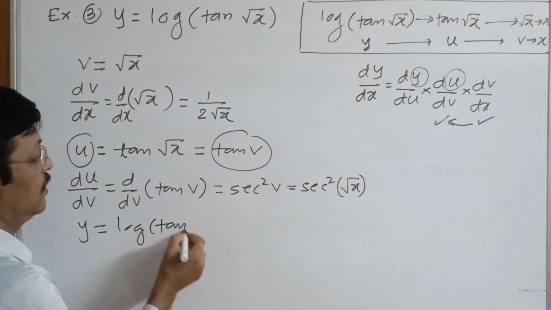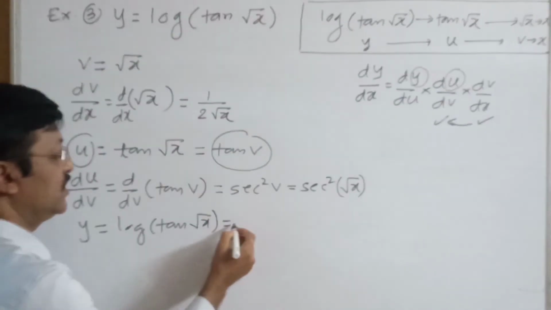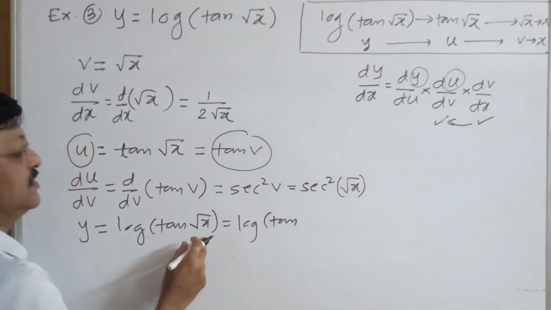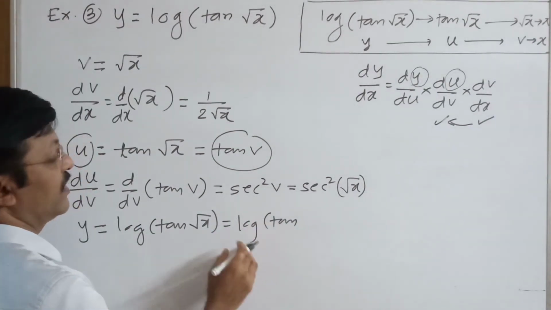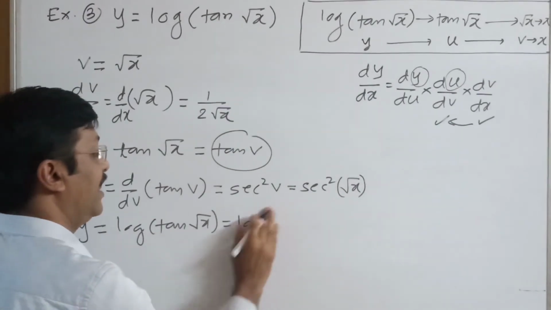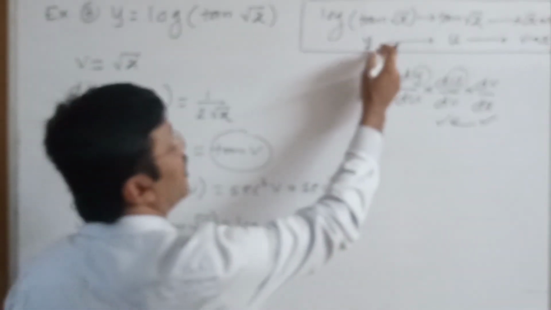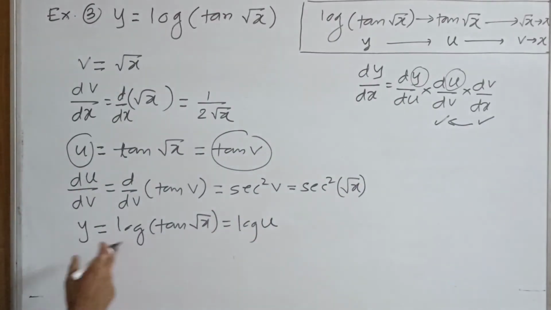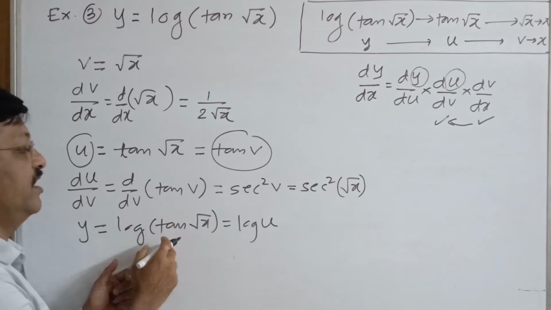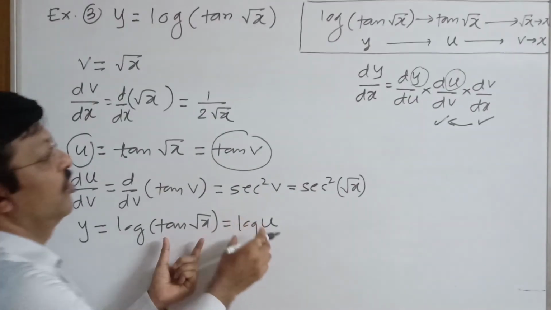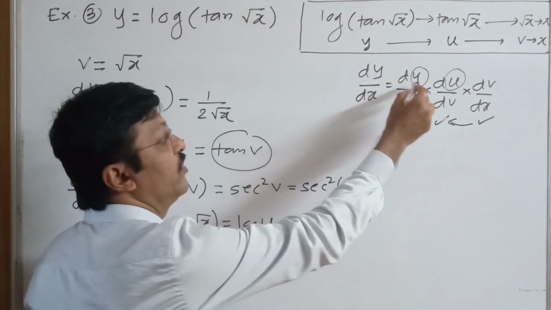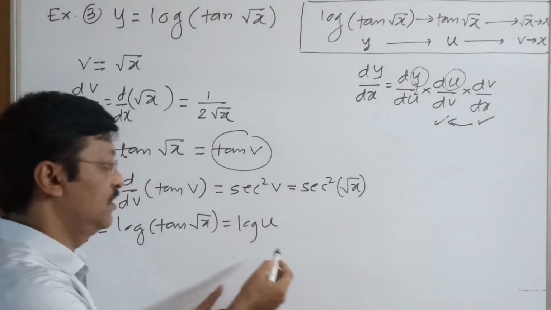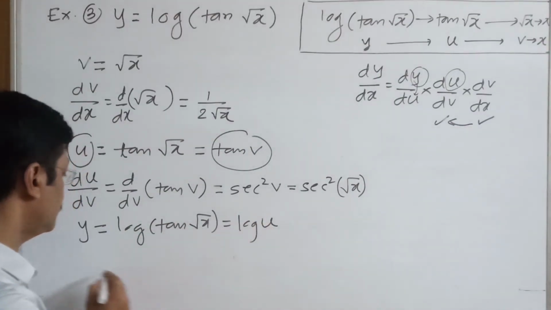Log of tan of root x can be directly written as, see what is tan of root x? Tan of root x is u. So log of u. Remember this, y is equal to log of tan of root x, but tan of root x is u, so y is log u, because we want dy by du. So I have to express y in terms of u, and I have found y is equal to log of u.